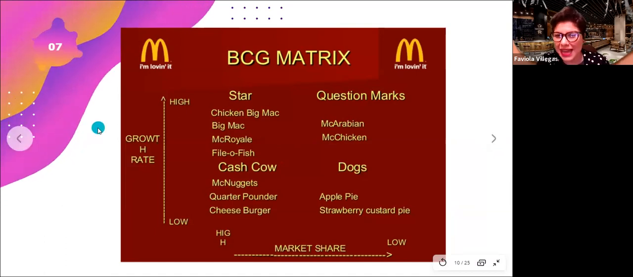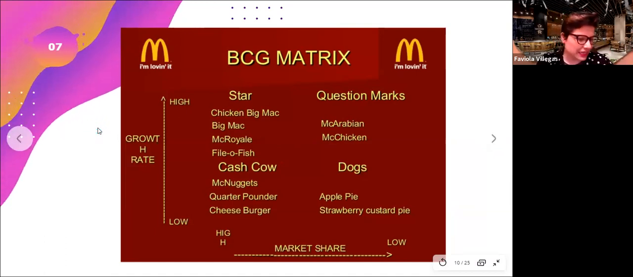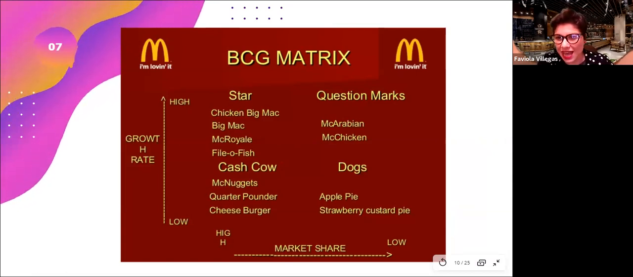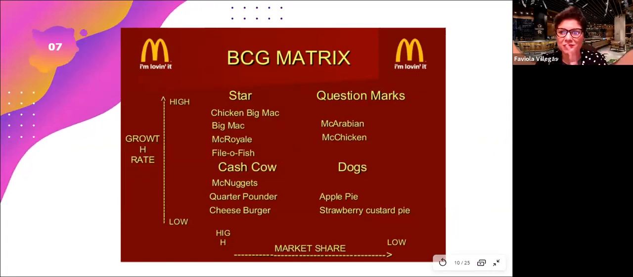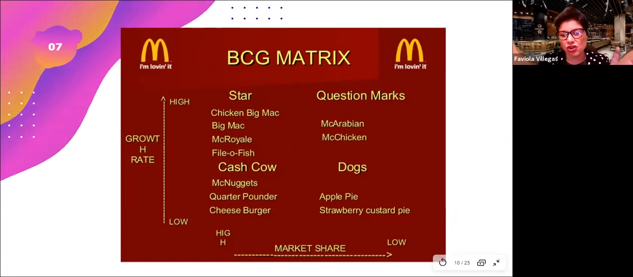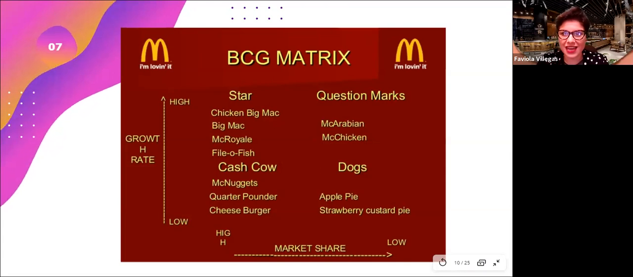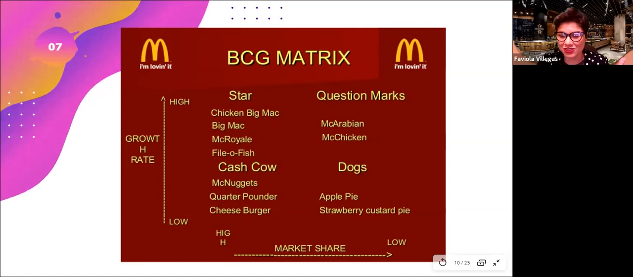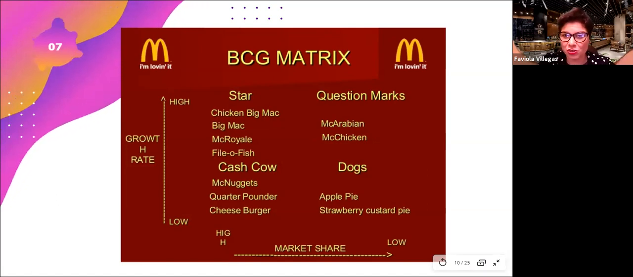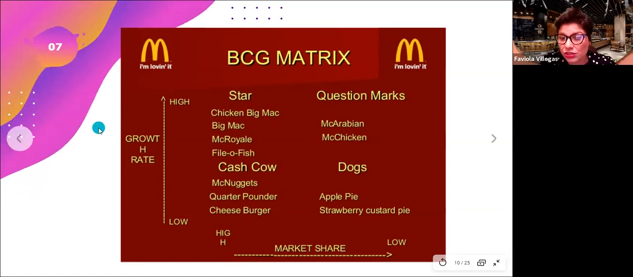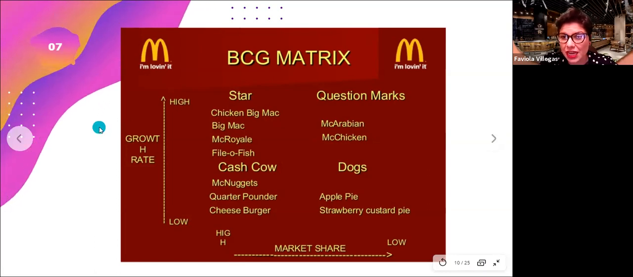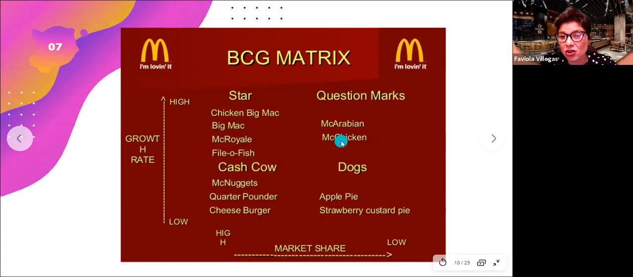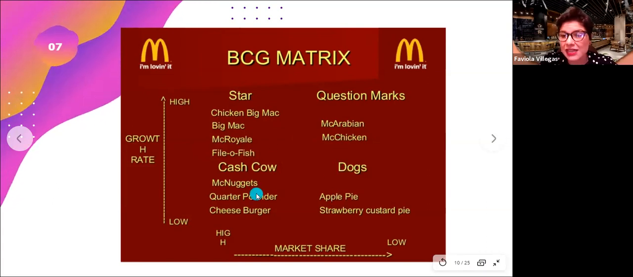I can give you an Excel file in order to calculate which of your products becomes a dog, a question mark, a star, or a cash cow. I can give this file to you with my pleasure. But sales is the best indicator in order to establish which one is a dog, question mark, star, or cash cow. Sales and time.